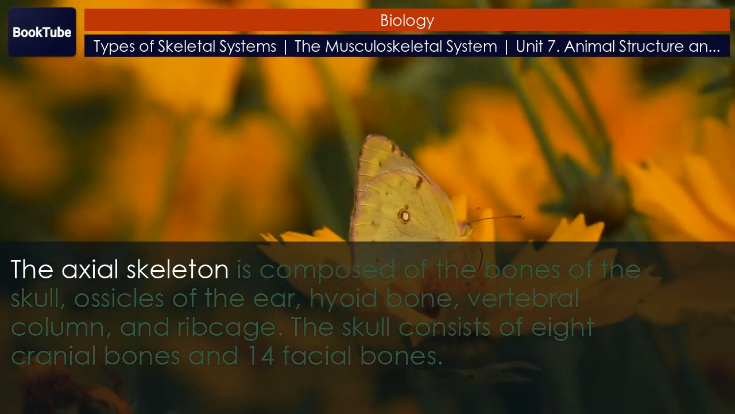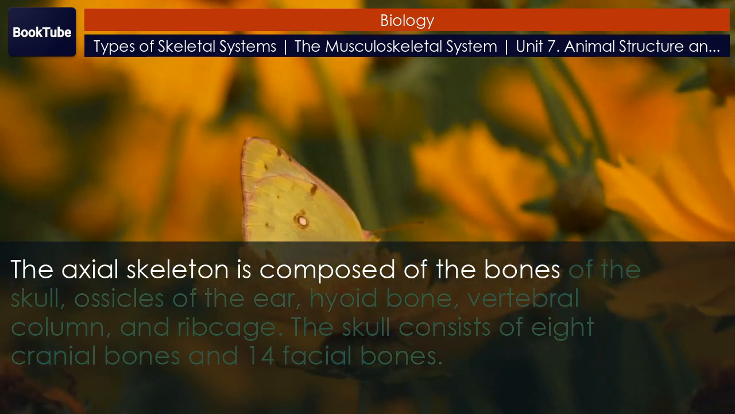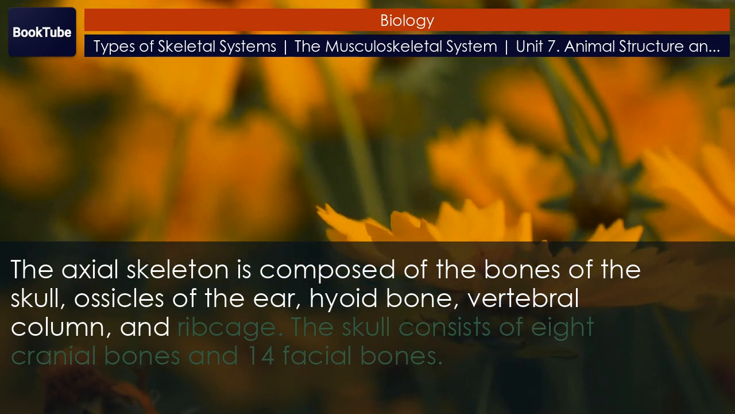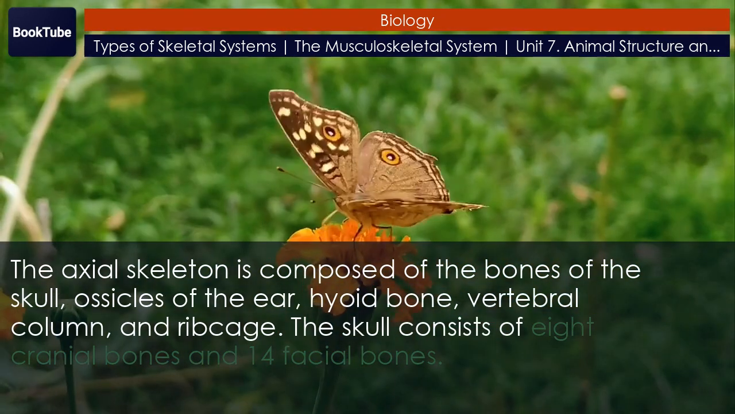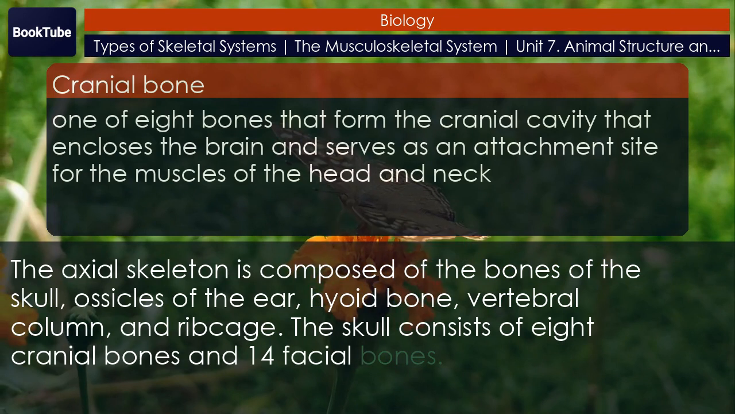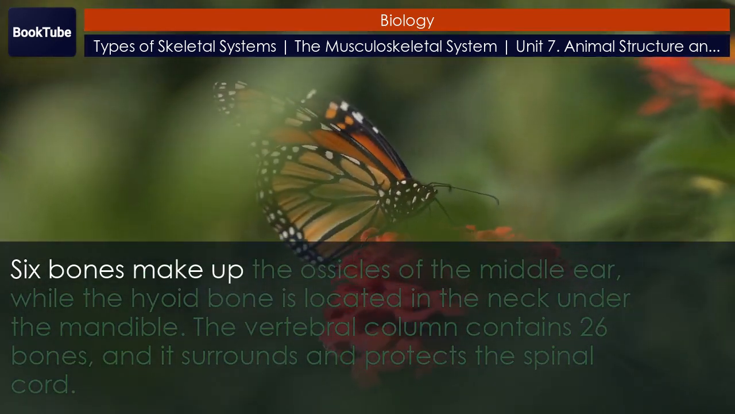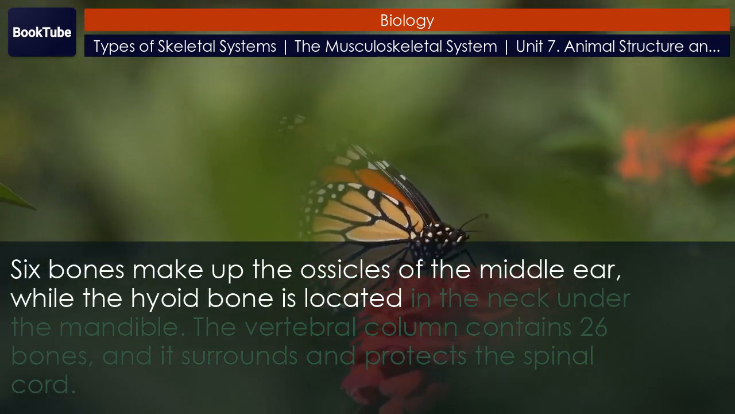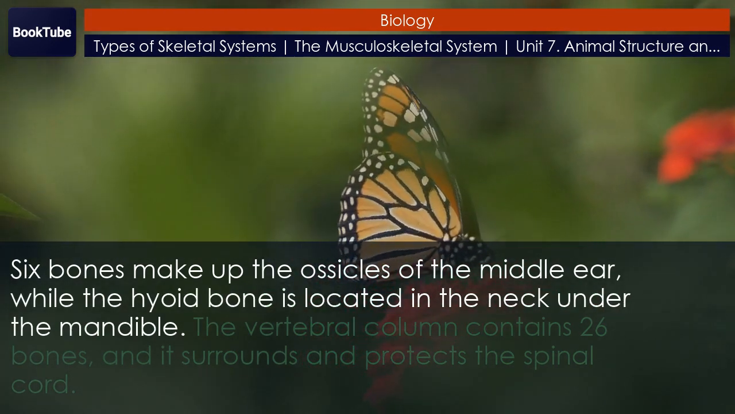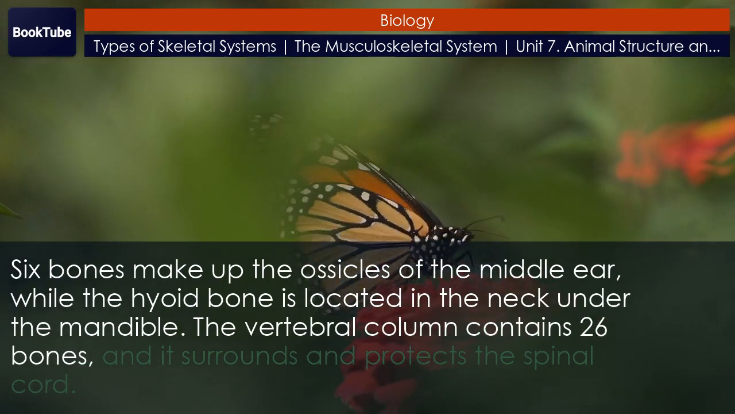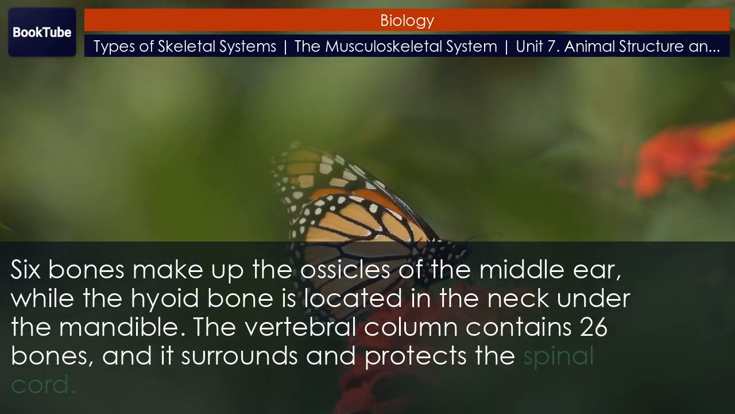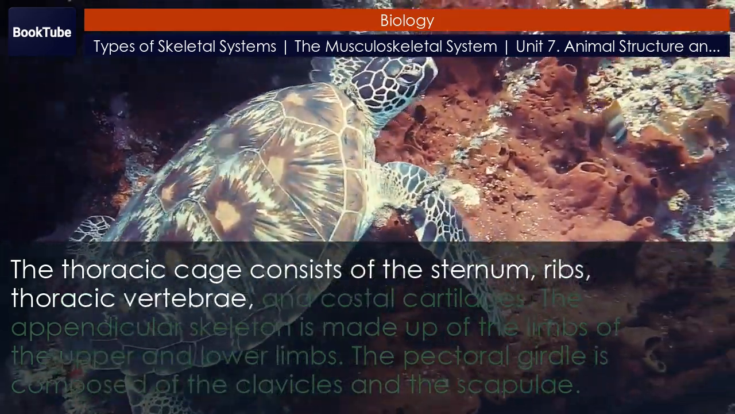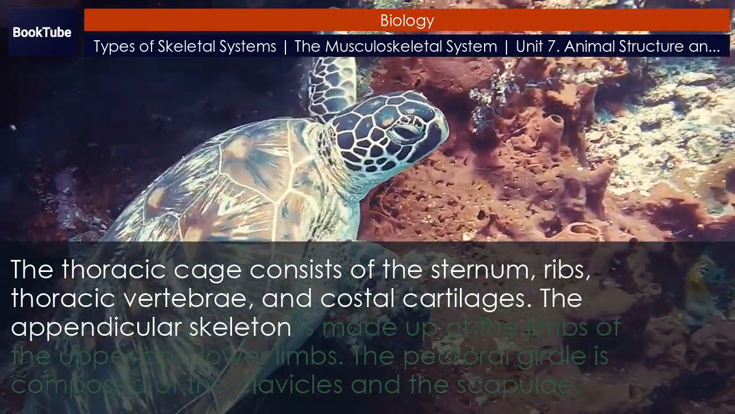The human skeleton is an endoskeleton that is composed of the axial and appendicular skeleton. The axial skeleton is composed of the bones of the skull, ossicles of the ear, hyoid bone, vertebral column, and ribcage. The skull consists of 8 cranial bones and 14 facial bones. 6 bones make up the ossicles of the middle ear, while the hyoid bone is located in the neck under the mandible. The vertebral column contains 26 bones, and it surrounds and protects the spinal cord. The thoracic cage consists of the sternum, ribs, thoracic vertebrae, and costal cartilages.